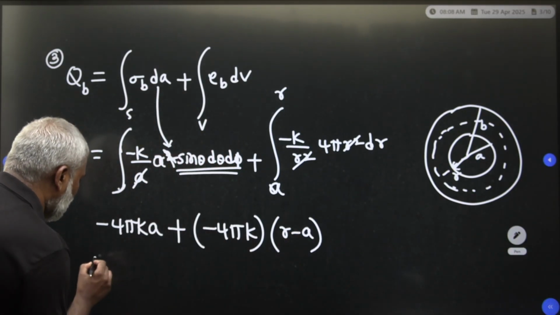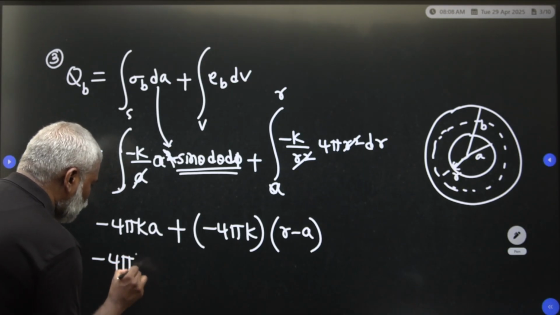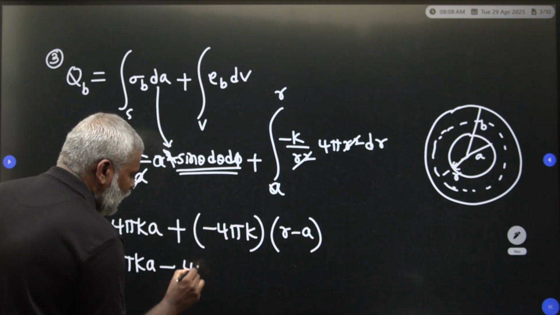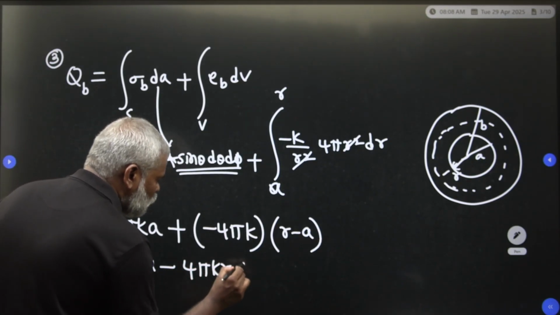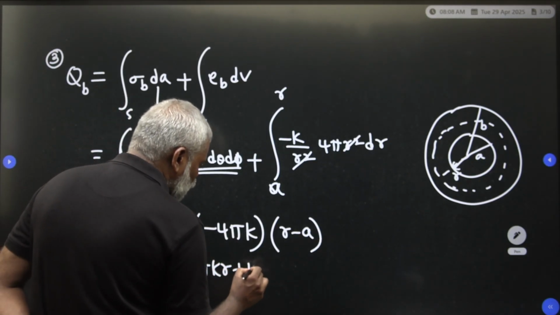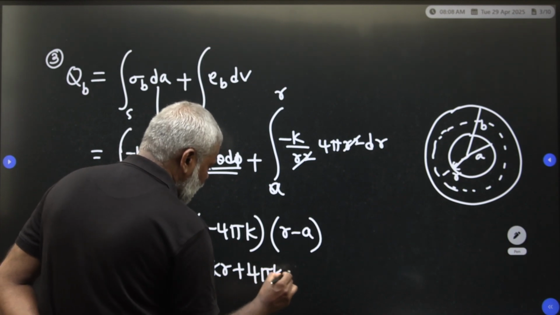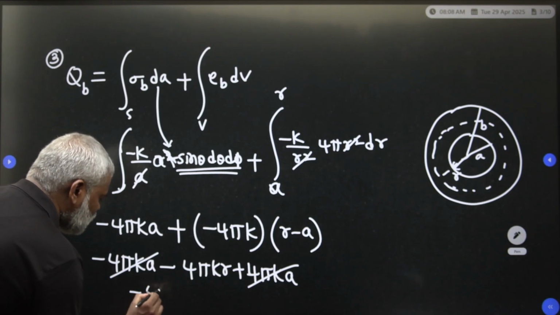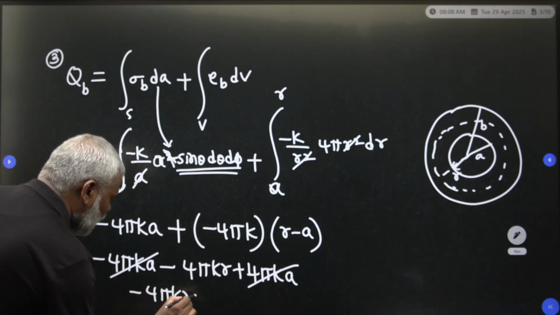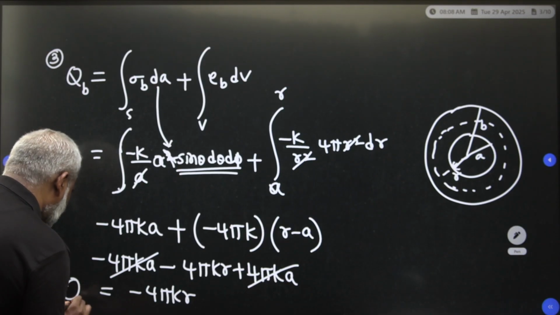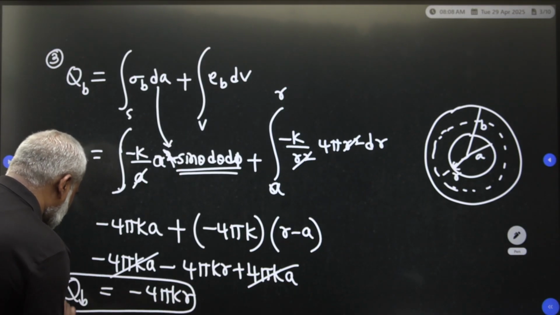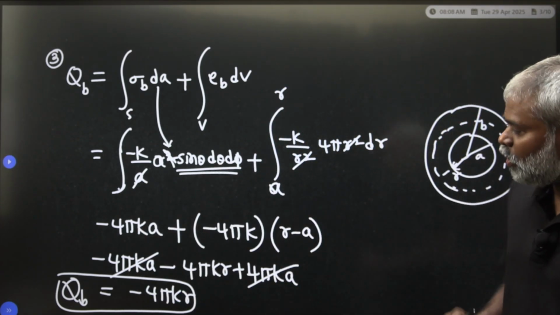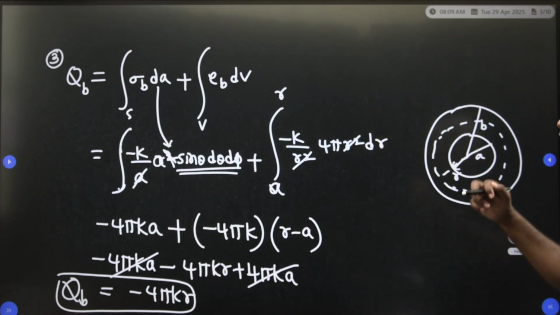So therefore what we have to write is minus 4πkA, so minus 4πkR. So minus into minus plus 4πkA. So 4πkA and 4πkA get cancelled, and minus 4πkR we are getting, which is equal to, that is the bound surface charge, Q_b, that is the value: minus 4πkR we are getting.